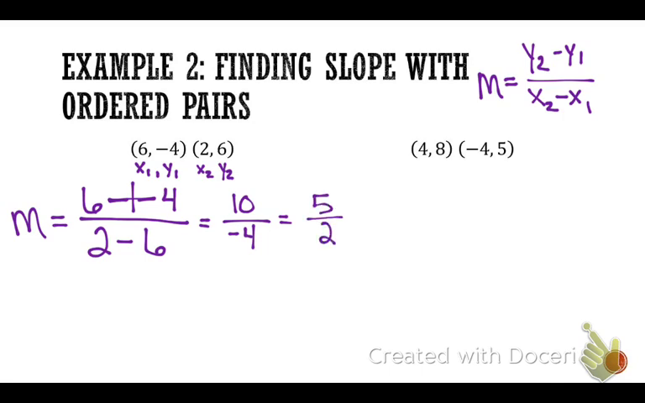Now, the negative will never be connected to the run. Every once in a while, we see that negative in the denominator, but we are going to move it either to the numerator or out in front of the fraction. It actually doesn't change the value, but we recognize the rise is what is negative, never the run. Negative 5 over 2. Okay?